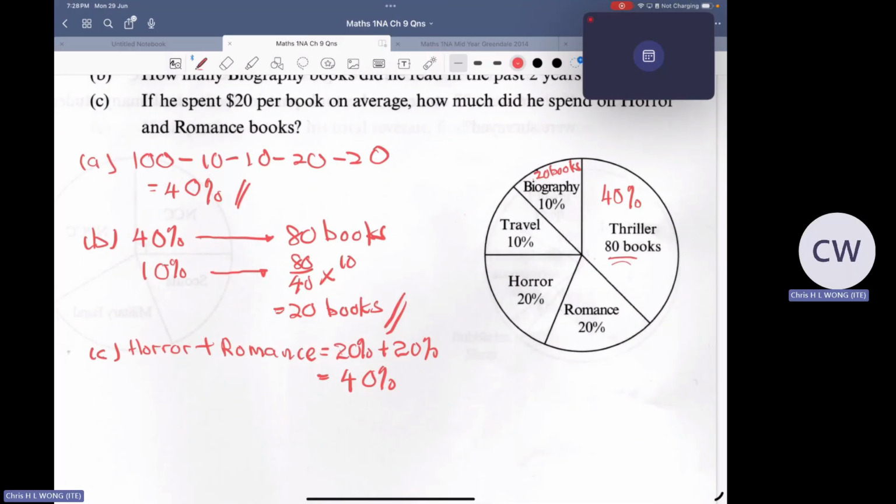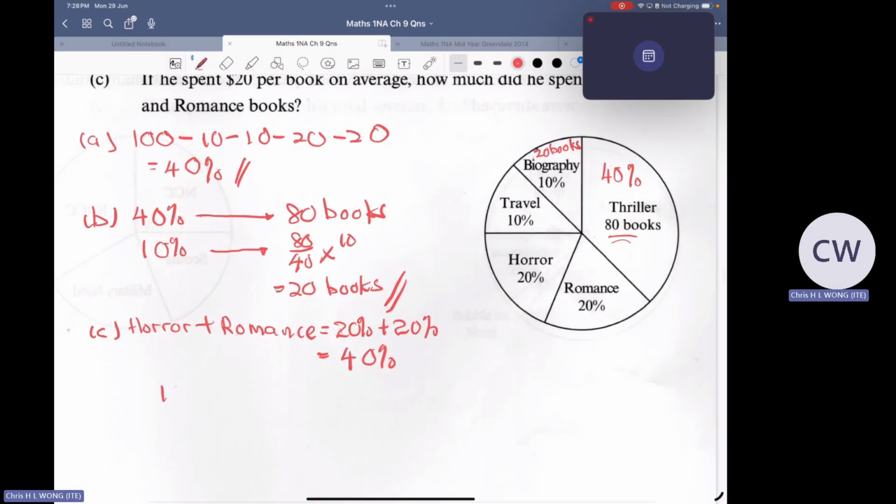Write down 10%. You already found 10% is already 20 books, from the B question. 40%, how many books is 40%? 40% is 20 over 10 times 40. How many books is that? 80 books.